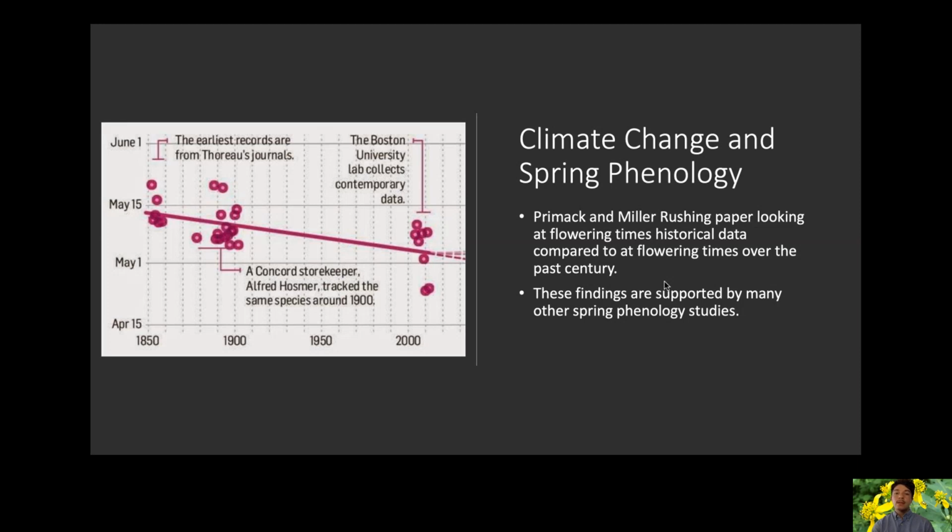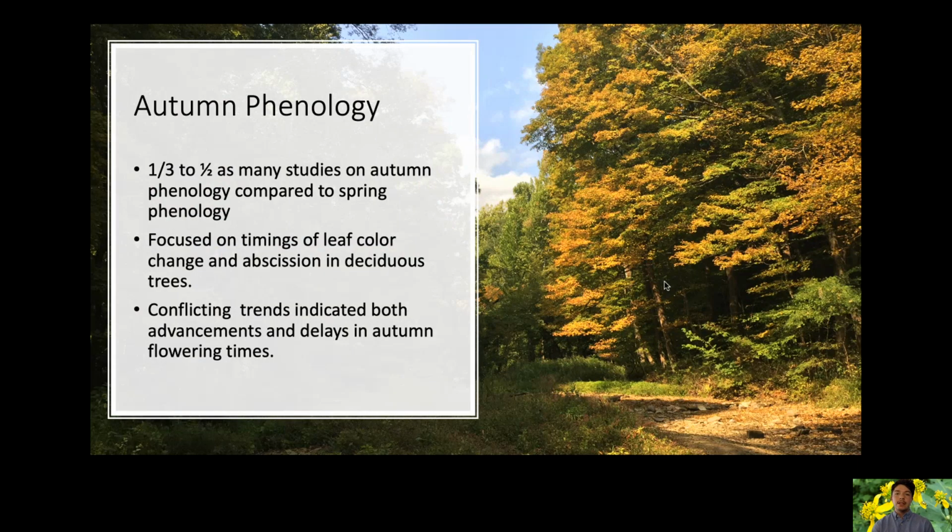These findings in spring phenology, and spring flowering times in particular, have been replicated in many other studies and are very well studied. However, autumn phenology is not as well studied as spring. In fact, there are about a third to half as many studies in autumn phenology compared to spring. Most of the studies that do exist tend to focus on the example I used in the first slide, which is deciduous trees changing their color in the autumn.